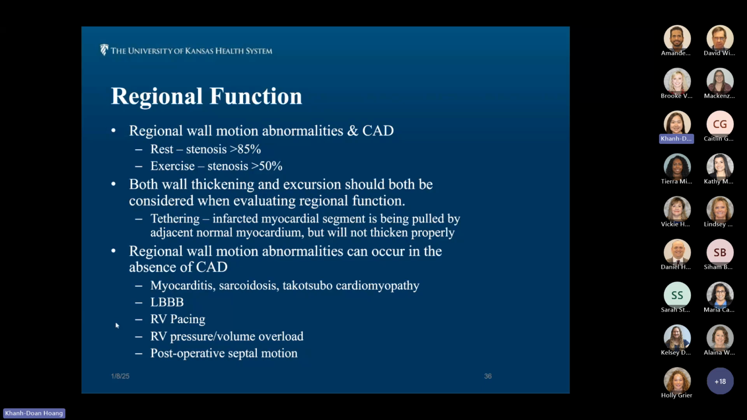And just one final point here. You can have regional wall motion abnormality in instances where you don't have coronary artery disease, right? So you're thinking about patients with left bundle branch block, RV pressure and volume overload, post-operative septal motion, and then of course, myocarditis, sarcoidosis, and Takotsubo cardiomyopathy.